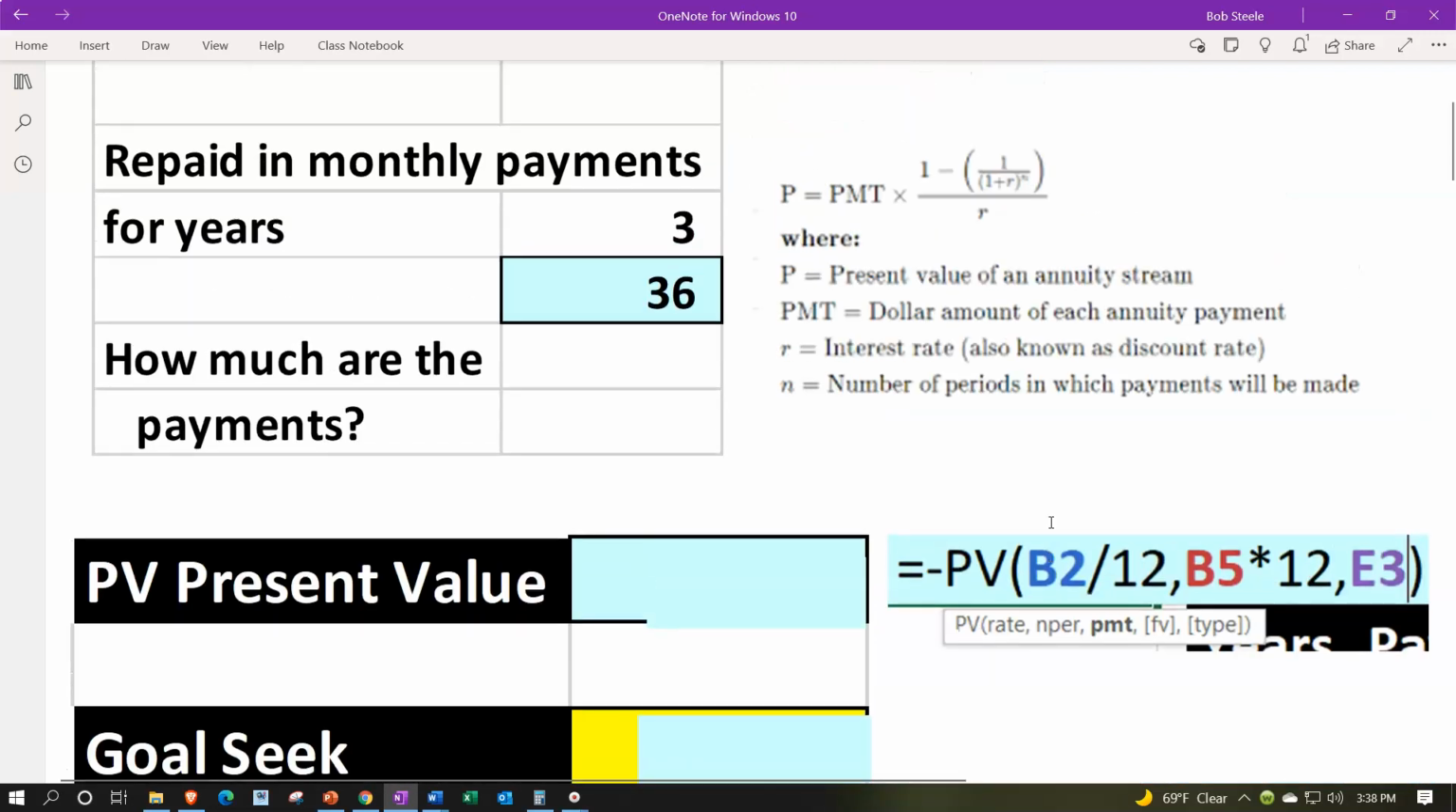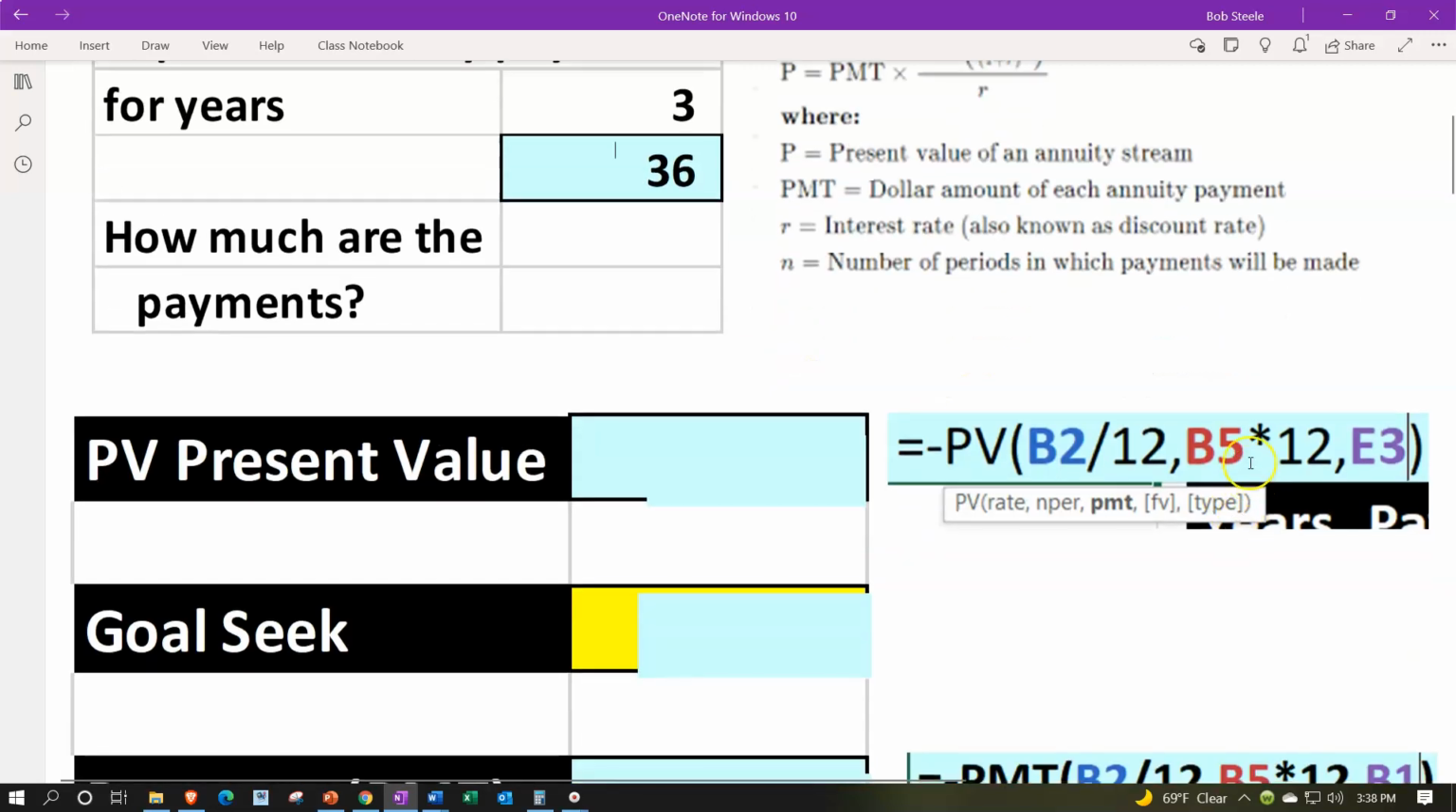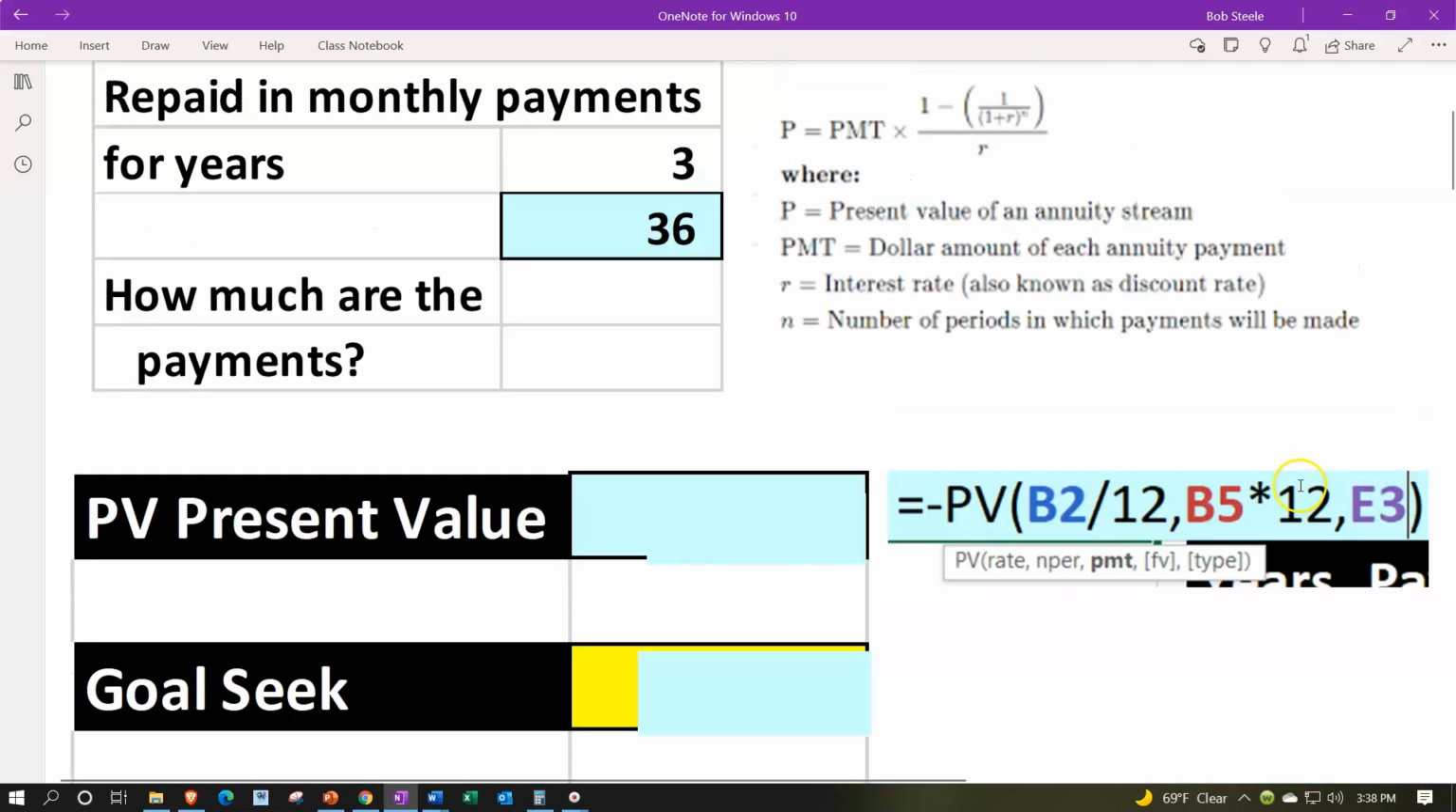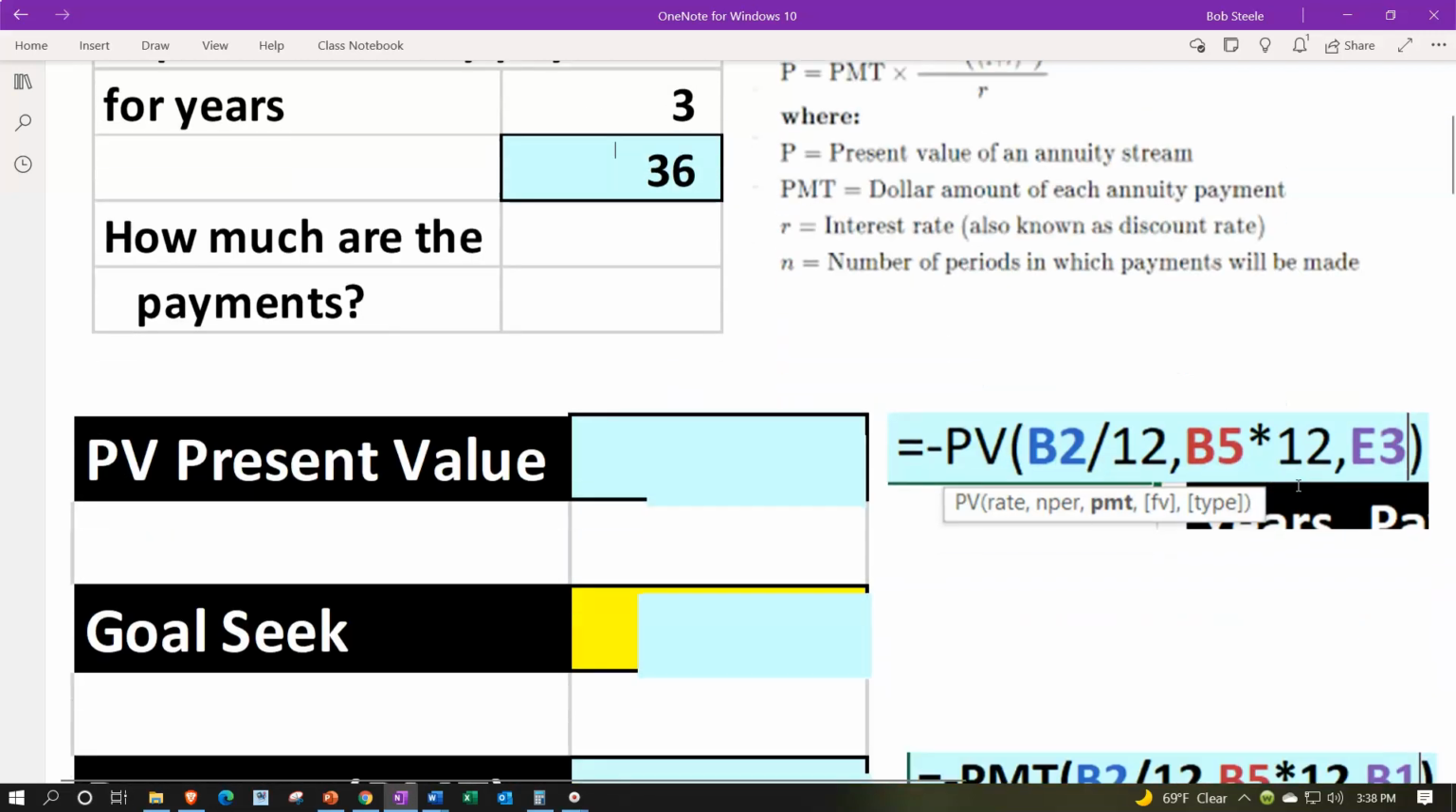Now the number of periods is not 3 years. We got to make sure that we pick up the months, which would either be this cell, which would be the 36 months, or you can pick up the 3 years and then multiply it as we did here times 12. And then we're going to say comma, the payment is going to be the amount that is the unknown, and that's going to be a monthly payment.